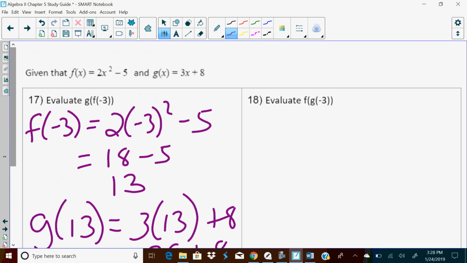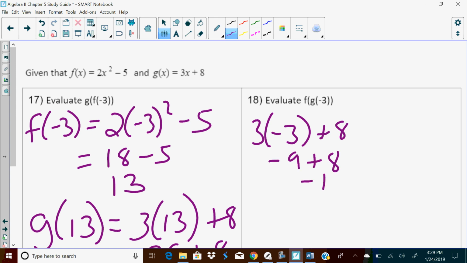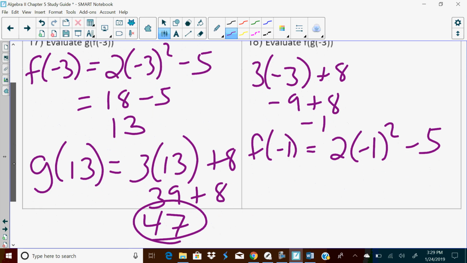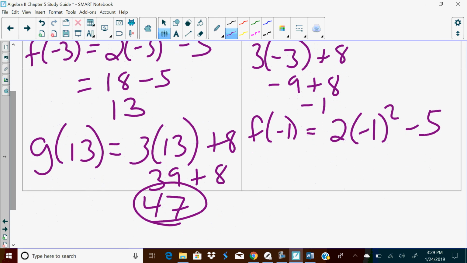18, I'm going to do it the opposite way. I'm going to plug -3 into g of x first. So I do -3 times 3 plus 8. So I'm going to get -9 plus 8, or -1. And then I find f of -1. So I'm going to get 1 times 2, or 2 minus 5, which is -3. So that's my answer for the second one.